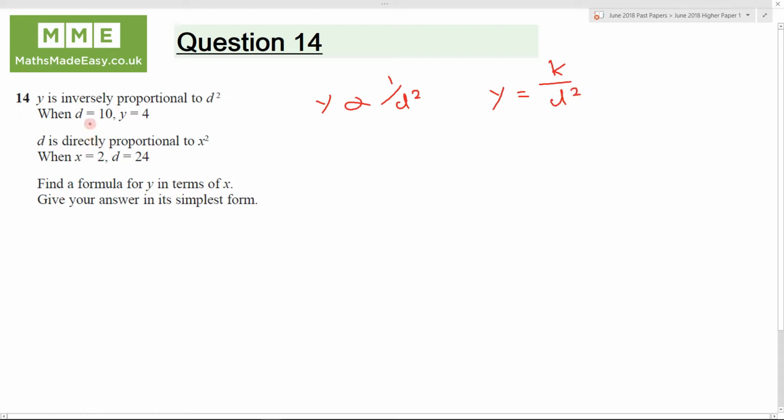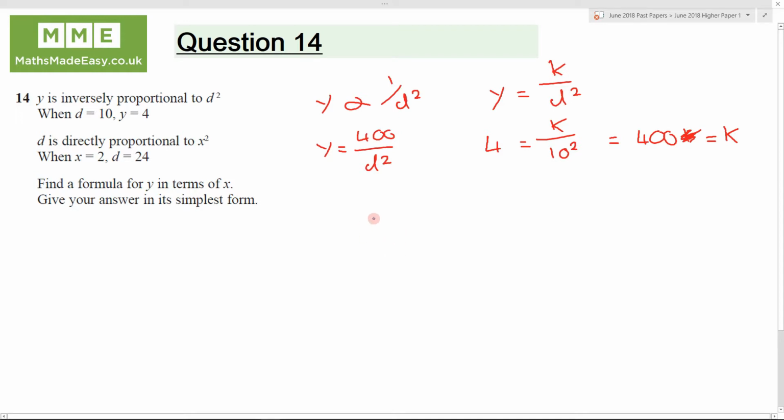Let's plug in our values. So it would be 4 equals k over 10 squared, and now we just have to solve for k. 10 squared is 100, times both sides by 100, so we will get 400 equals k. So we now have the proportionality for this first equation: y equals 400 over d squared, where 400 now replaces the k value.